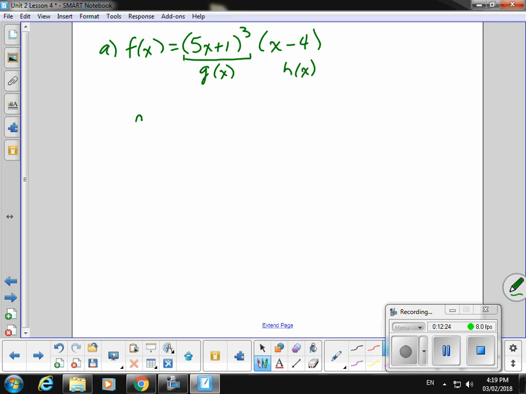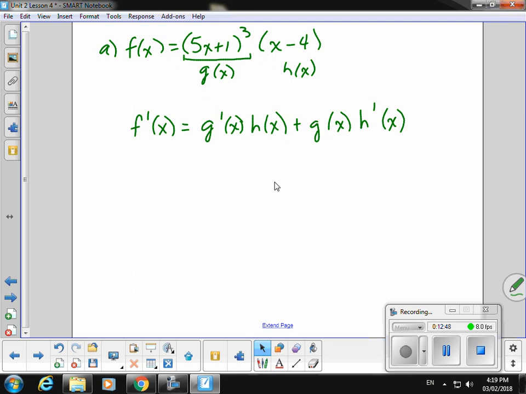And if I want the derivative, I need to take the derivative of the first times the second plus the first derivative of the second. So I'm going to write that out. Derivative of the first times the second, plus the first derivative of the second. Just that the derivative of the first is going to be a little bit complicated because it's a power rule. Here we go. The derivative of the first.